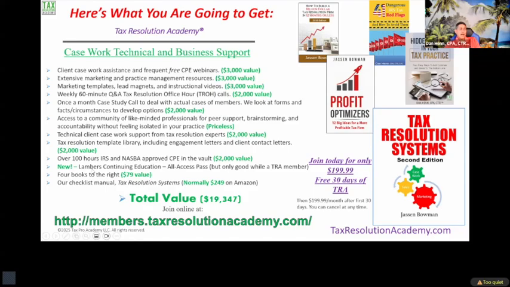You also get access to a newer member benefit that I established about 5 months ago: Lambers Continuing Education, All Access Pass.